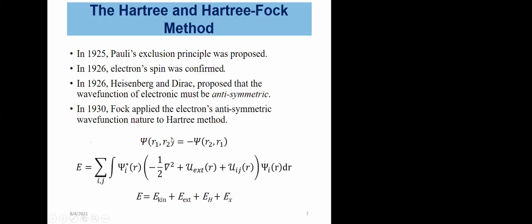So with this application in the Hartree method, what we had is the kinetic energy of electrons, the electron-nucleus energy, and the electron interaction energy. And applying this antisymmetric property to the Hartree method, we get the Hartree-Fock method, and we have one extra term in the energy. That is, we have the kinetic energy, the electron-nucleus interaction energy, the Hartree energy, that is the electron interaction energy, and one extra energy term, the exchange energy, EX. And that comes from the antisymmetric nature of the electronic wave function.